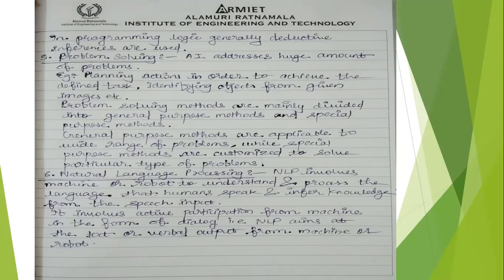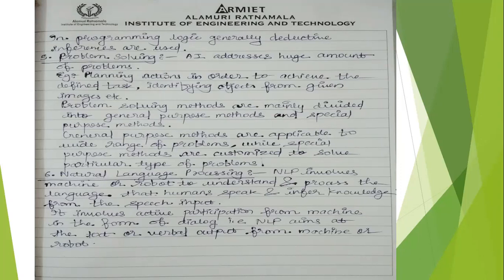Special purpose methods are customized to solve a particular type of problem. Machines which implement a special purpose method are customized to solve a particular type of problem. There is one set of problems, the machine will solve only that problem. It will not focus on other problems. These are special purpose problem solving machines.